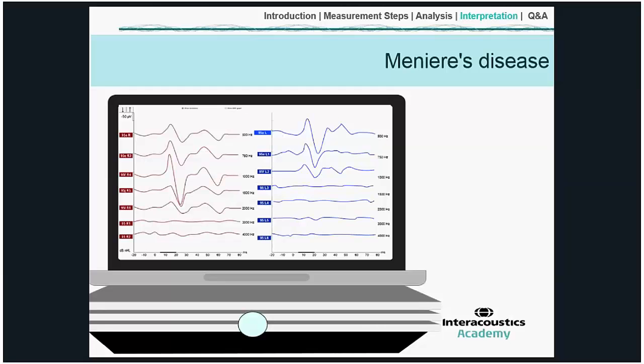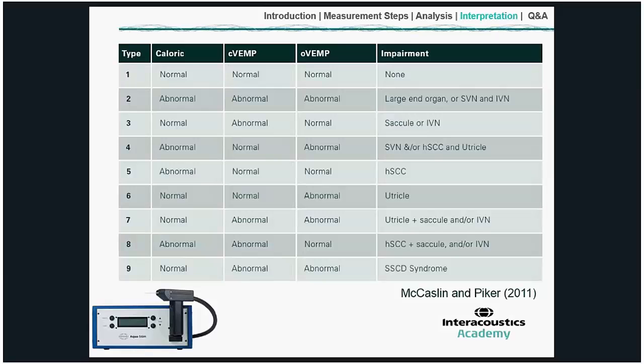What you can do is combine the cVEMP not just with the oVEMP, but you can also look at the caloric test, the cVEMP and the oVEMP, and you can actually isolate different areas of the vestibular organs. So you can really pinpoint those structures in the vestibular system and have a clear idea of where the site of lesion is.